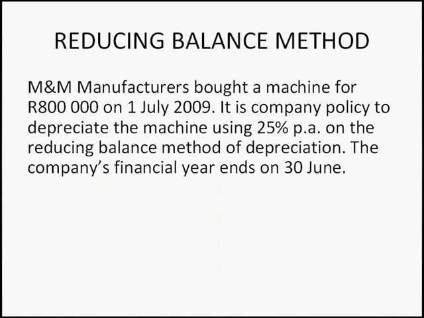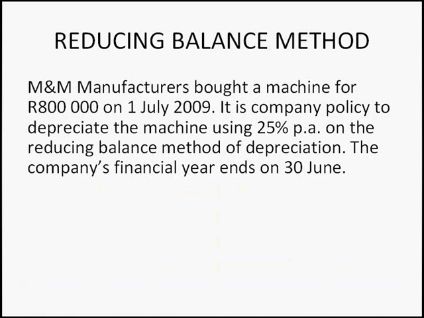So again, let's just see what information they actually give us. They told us that we bought the machine on the 1st of July 2009. They told us that we bought it for 800,000, so that's the cost price. They told us that we have to use a percentage of 25% to write off depreciation, but they also told us that the method we have to use is the reducing balance method. And then they told us that the company's financial year ends on the 30th of June.